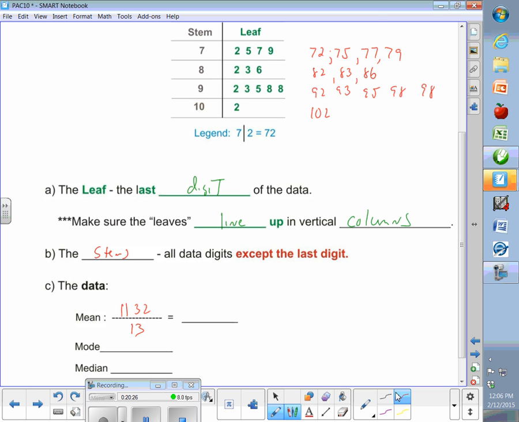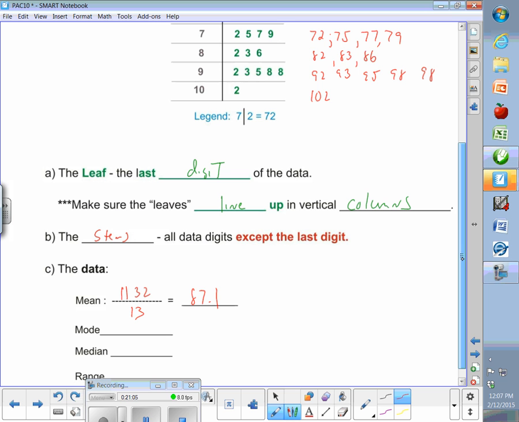Everybody should have gotten 1,132. 72 plus 75 plus 77 plus 79 plus 82 plus 83 plus 86 plus 92 plus 93 plus 95 plus 98 plus 98 plus 102 is 1,132 divided by 13 pieces of data. And the answer is, Andrew, point, what comes after the 0? So how are we going to round this off? 87.1, right? 87.1 is the mean. Don't make that hard.